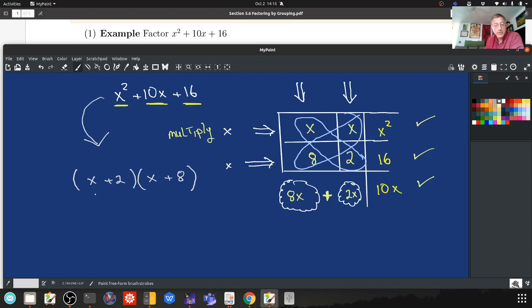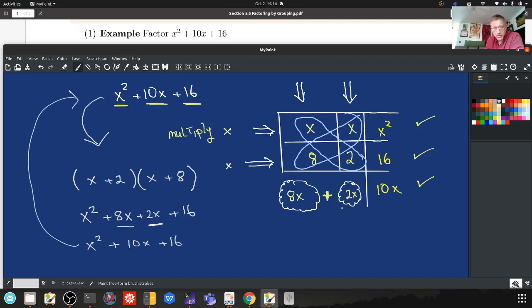Well, let's check my factorization by using the FOIL method. X times x is x squared. X times 8 is 8x. 2 times x is 2x. And 2 times 8 is 16. And notice that the 8x here and the 2x here being added together give me my middle term above. And that's what I was looking for. So I just factored x squared plus 10x plus 16.